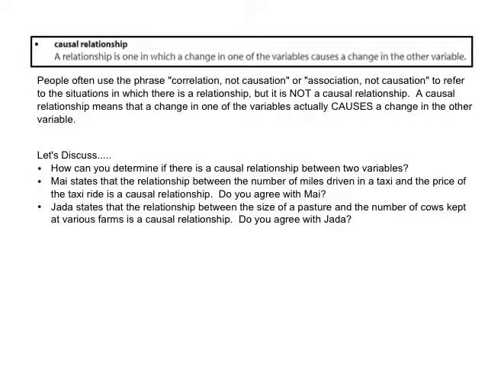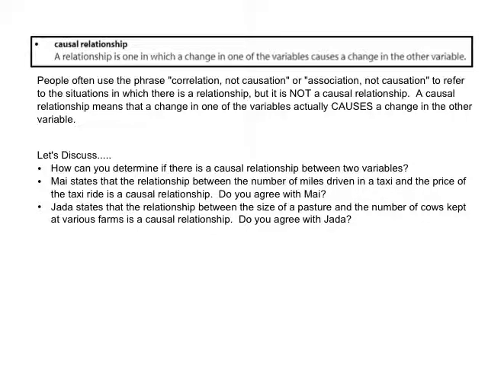Okay, this will hopefully help clarify what a causal relationship is. The key, and it's not a long definition: a relationship is causal if a change in one of the variables causes a change in the other variable. People often use the phrase correlation, not causation, or association, not causation, to refer to situations in which there is a relationship, but it is not a causal relationship. A causal relationship means that a change in one of the variables actually causes a change in the other variable.